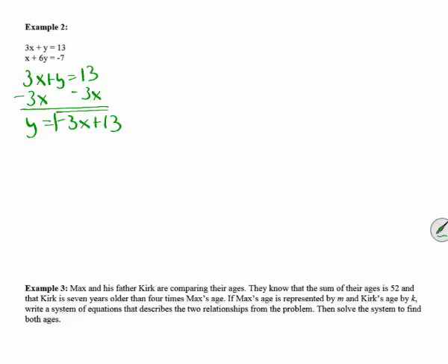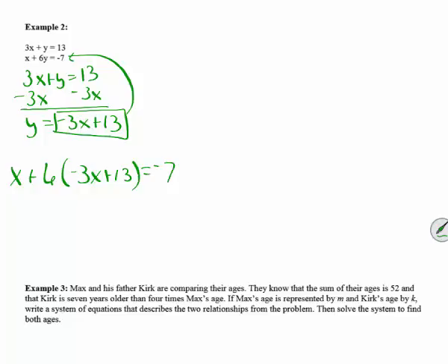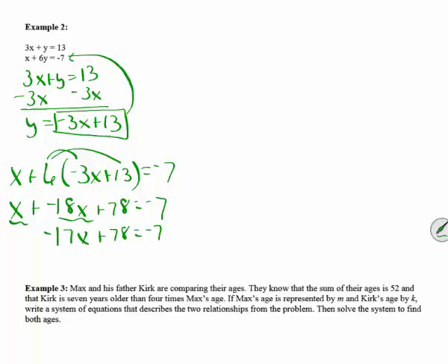I then take this and I put it into the second equation where y is. So then I'm going to have x plus 6 times negative 3x plus 13 equals negative 7. This I now know how to solve. I have to do my parentheses first. 6 times negative 3 is negative 18. 6 times 13 is 78. Combine your like terms. So we're going to have negative 17x plus 78 equals negative 7.